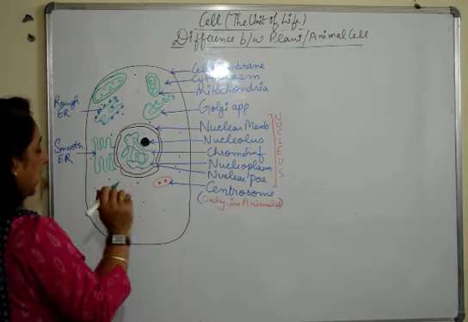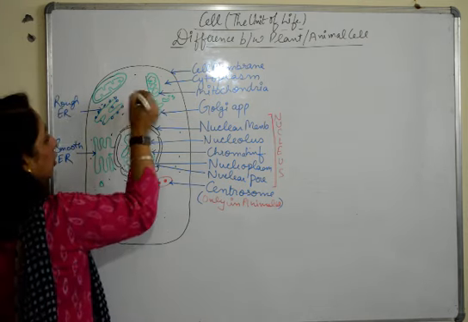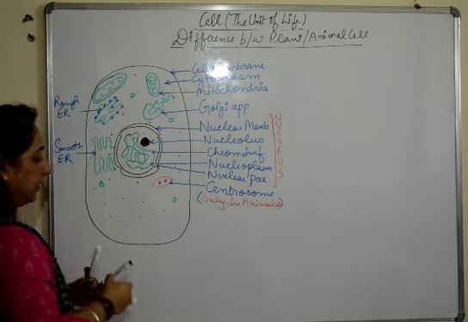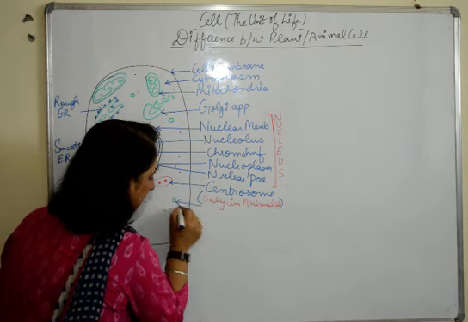Then we have vacuoles also. There are a few, but they are there. So we have these vacuoles here and there. So again I'll make a vacuole and I'll label it very small vacuoles scattered here and there, vacuole.